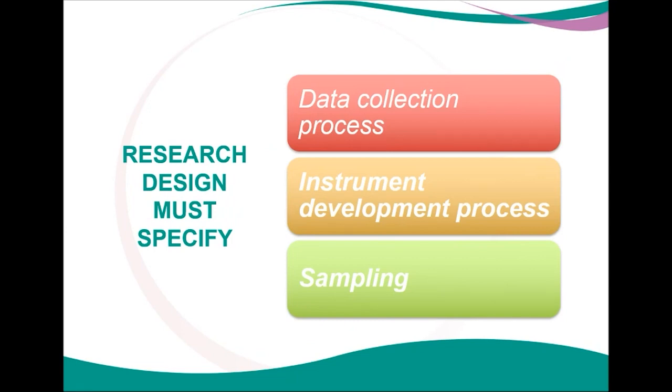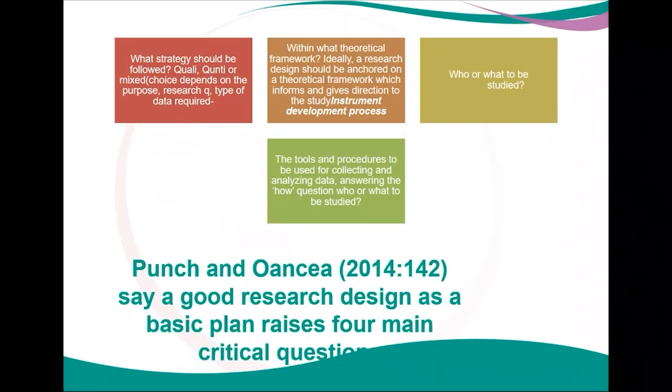So a research design must specify your data collection processes, the instrument that you're going to use, and your sampling method. They need to be specified in your research design. So according to Punch, and I don't know how to pronounce this, they say a good research design is a basic plan. As a basic plan, it raises 4 main critical questions.